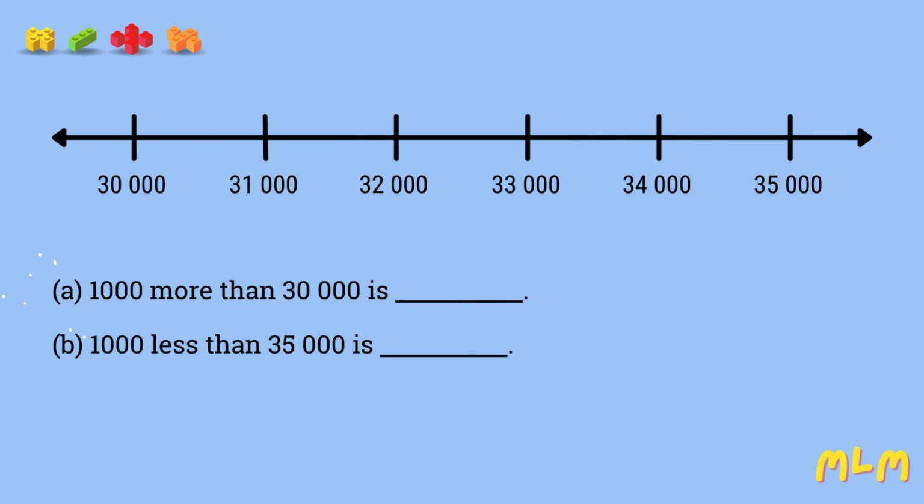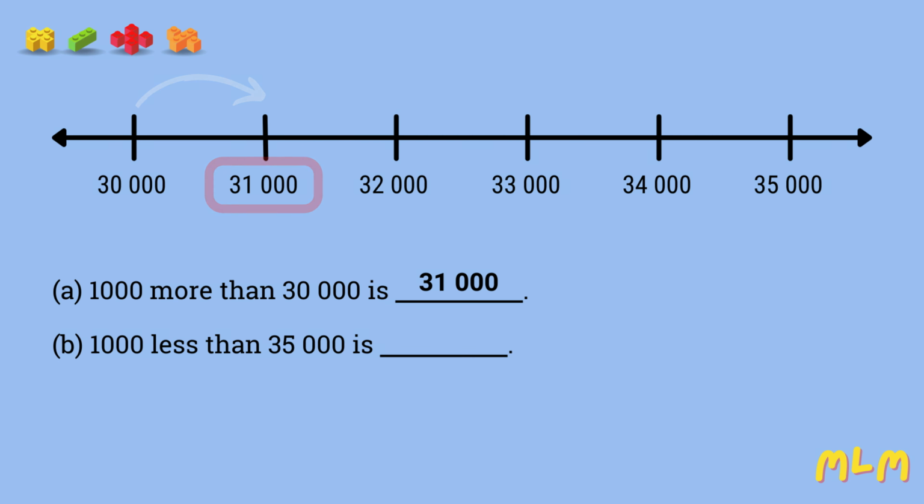Let's complete the sentence. 1,000 more than 30,000 is blank. Count on from 30,000 in steps of 1,000. 1,000 more than 30,000 is 31,000.